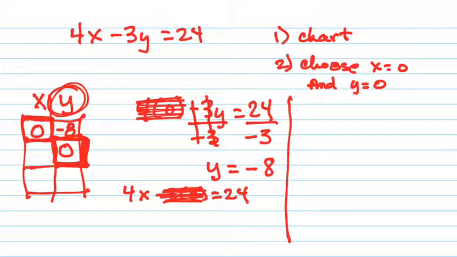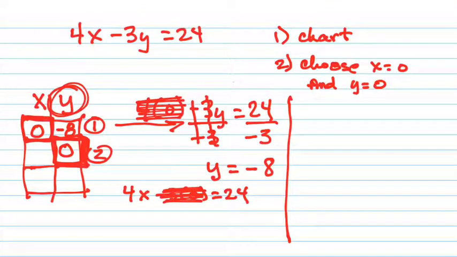Wait, so hang on. So you don't do both. You have to do them one at a time. You choose which one you want to do. In the chart, you always had to do each one at a time, right? Hold on, hold on. Okay, now it's equals.